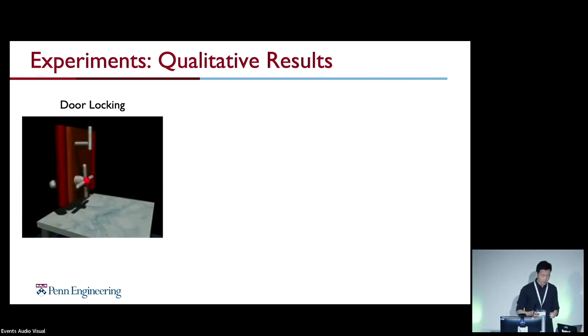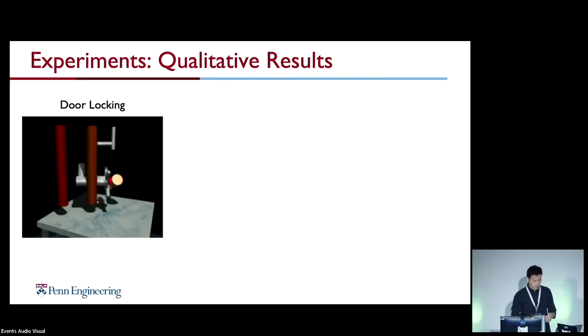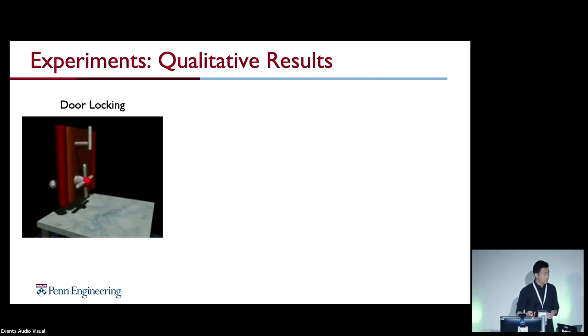The first one is a simulated door locking task where the robot must rotate the latch into the locking position after closing the door, but the latch is behind the door and occluded, so that locked and unlocked doors look the same. As we see here, LIRF still manages to learn the correct behaviors.